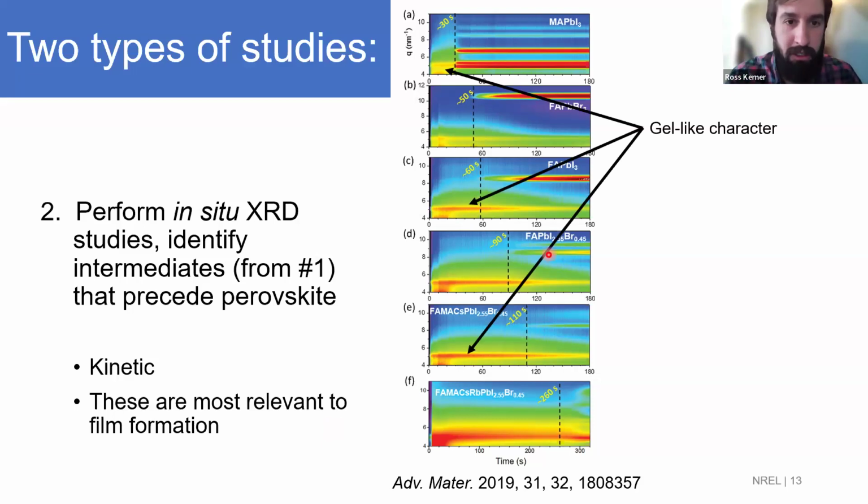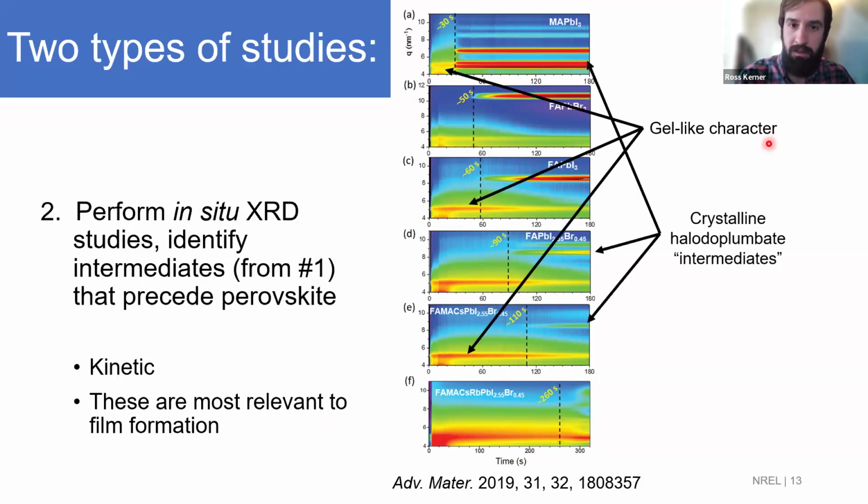And just to point out the characteristics of these in situ GIWAXS studies, often in the very beginning you see broad diffuse peaks, kind of a peak, I guess. Oh, let's call it a feature. And this has been called a gel-like character in the film. And then after that, from this kind of barely structured gel, you see these crystalline halidoplumbate intermediates start to nucleate and grow.